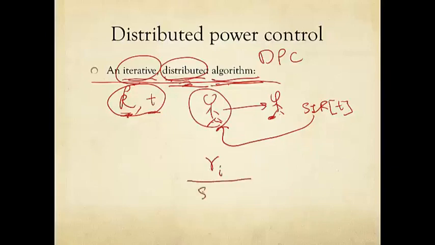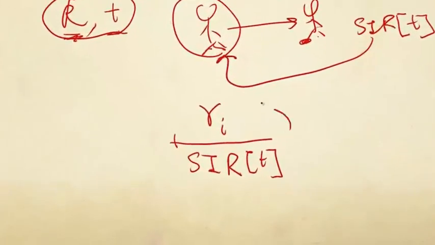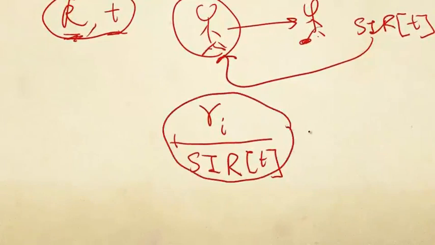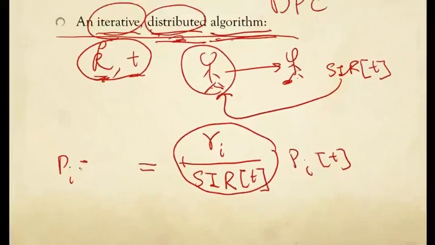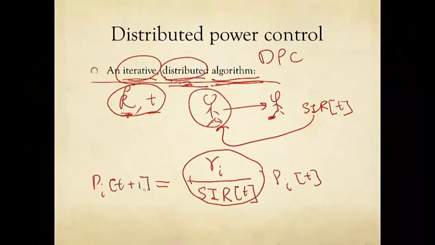And then I got my current received SIR, which varies over time because I change my power and others change their powers. I look at the ratio, gamma i divided by SIR at time t. And I say this is my gain parameter. I'm going to multiply my current transmit power at time t by this ratio, and that will be my transmit power at the next discrete time t plus 1.